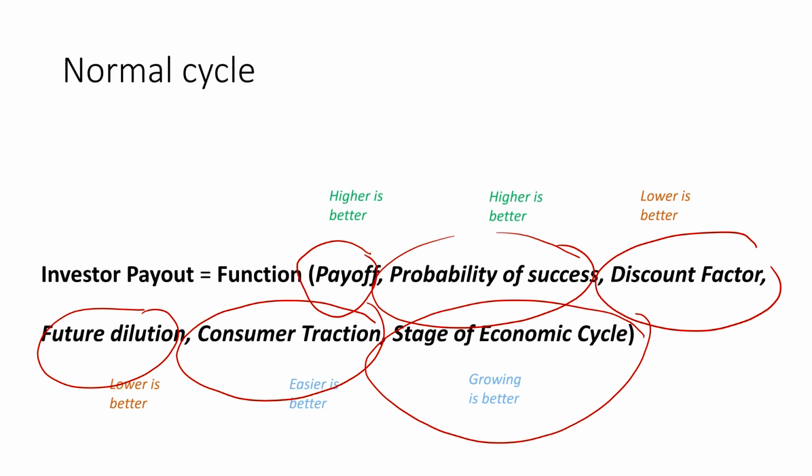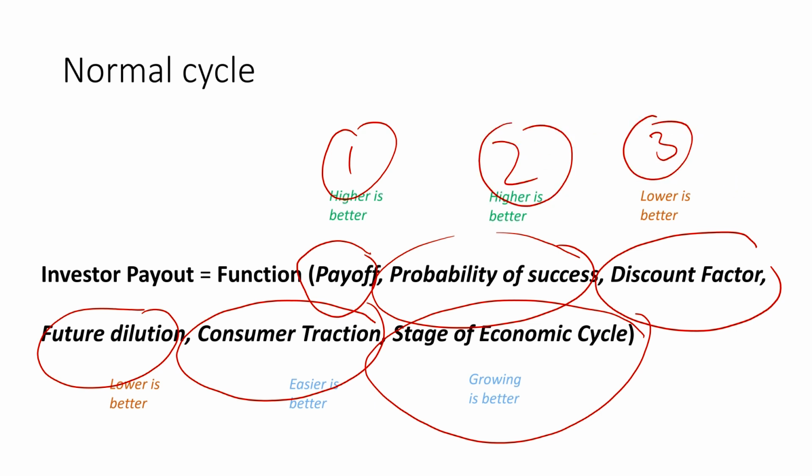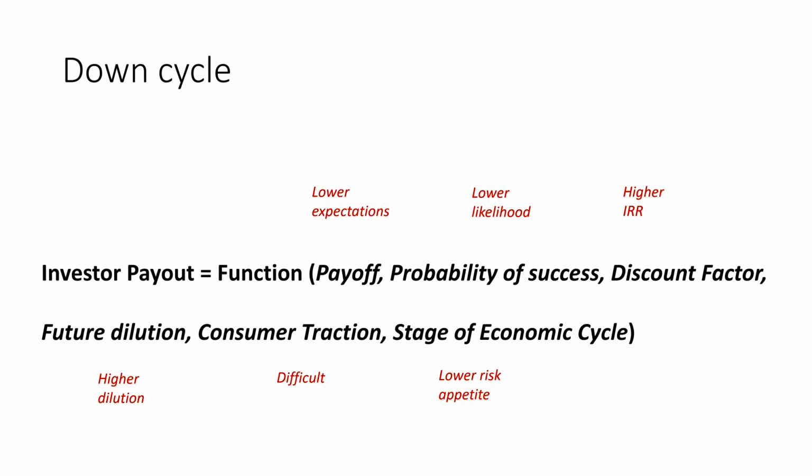Are we heading towards a peak? Are we in the boom? Are we heading to the boom? Or are we going towards the bust cycle? So, six factors. Payoff, higher is better. Probability of success, higher is better. Discount factor, lower is better. Economic cycle, growing is better. Consumer traction, easier is better. Future dilution, lower is better, right? These are your drivers. But when you enter times of stress, such as these, you're no longer in the normal economic cycle and the equation changes.